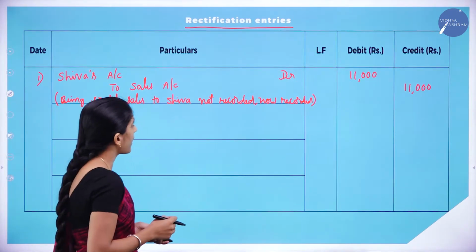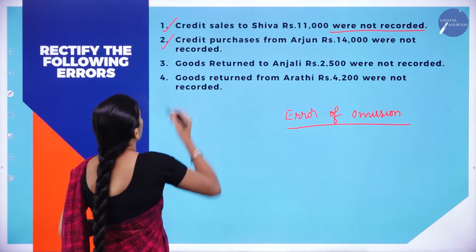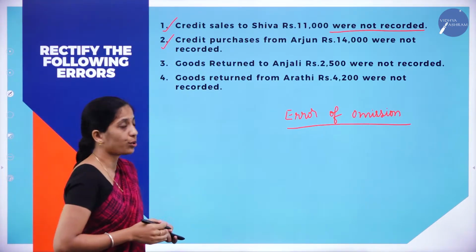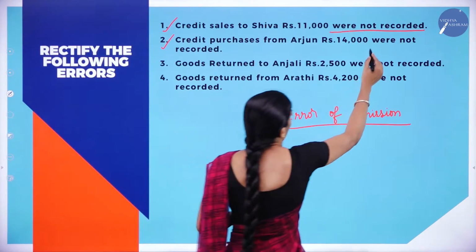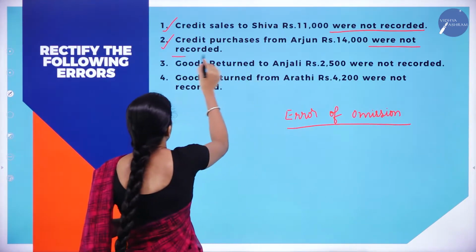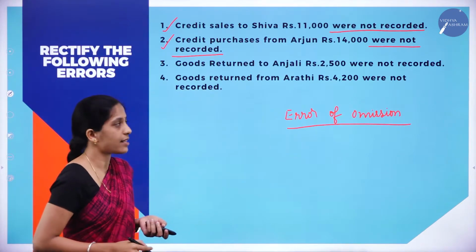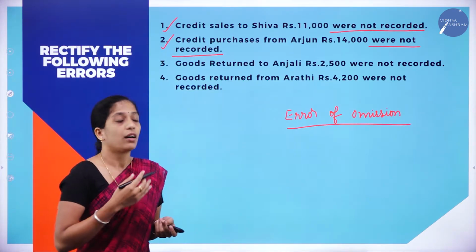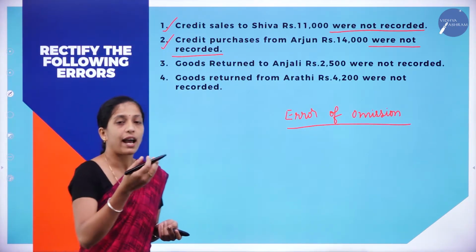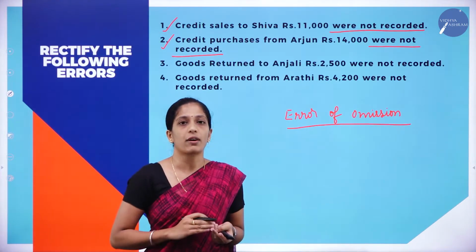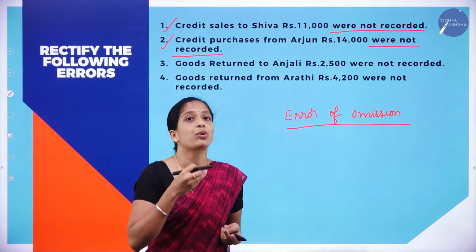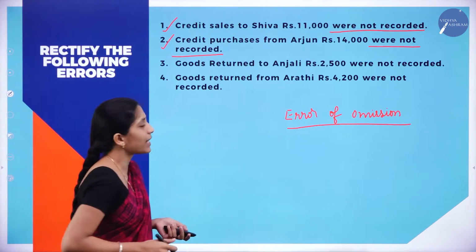Now, moving on to the next transaction, that is credit purchases from Arjun, rupees 14,000 were not recorded. So, this is also error of omission because they have left out to record that transaction. They have purchased goods from Arjun on credit basis, but they have forgotten to record this transaction.